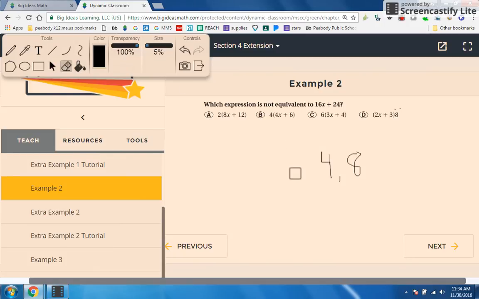It's not going to factor out to give you the same thing. And if you actually want to check it out, 6 times 3 is 18x, not 16x, so you know that it doesn't work. So that one, not going to work.